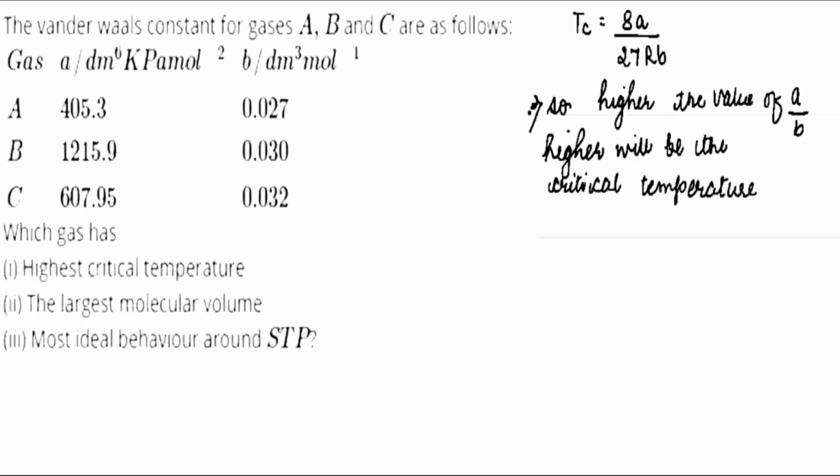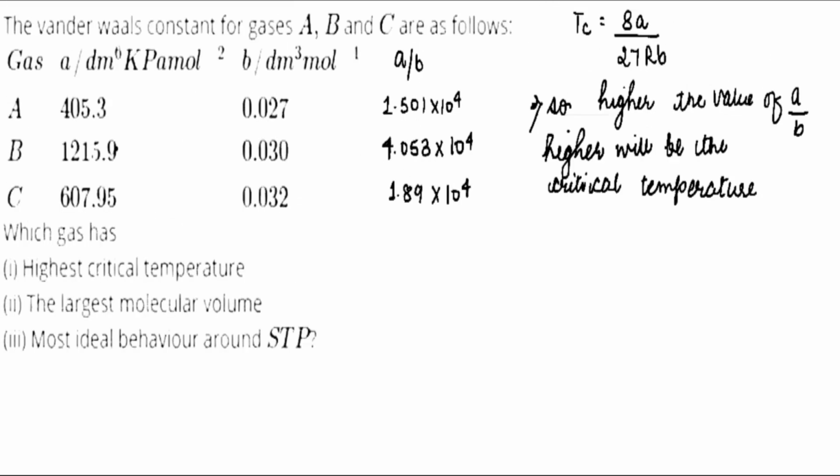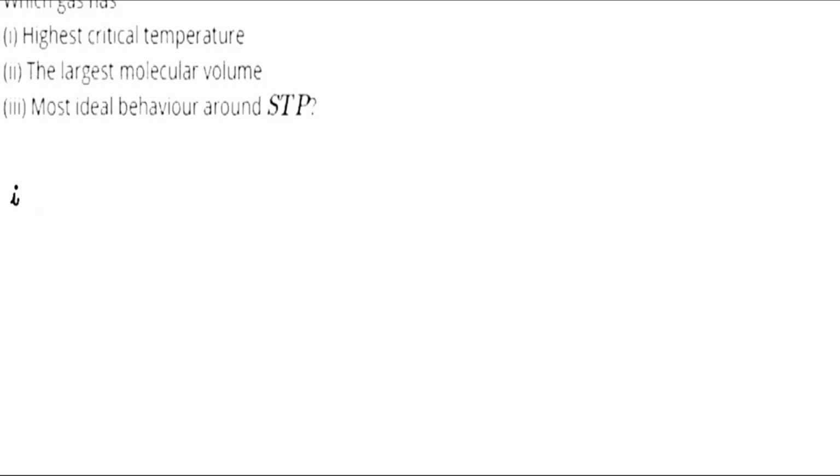So see, if you draw one more table here of the ratio of A by B, it will be 1.501 into 10 raised to the power 4 for gas A, 4.053 into 10 raised to the power 4 for gas B, and 1.89 into 10 raised to the power 4 for gas C. So here you can clearly see that the highest value of the A by B ratio is for gas B. So the highest critical temperature will be of gas B, because it has the highest A by B ratio.